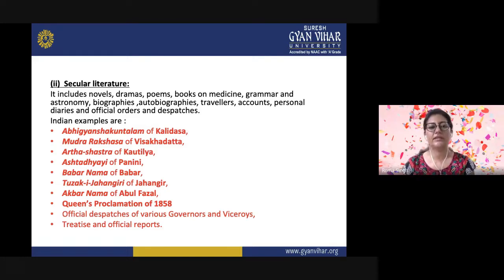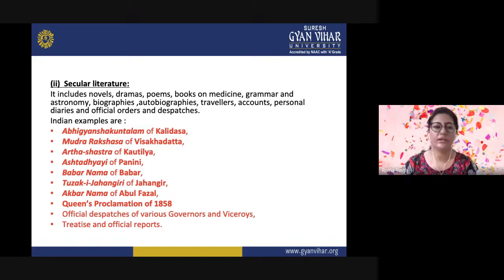Then there is a drama written by Vishakhadatta, Mudrarakshasa. Then there is a very important book written by Kautilya or Chanakya, who was the minister of Chandragupta Maurya, and who wrote the book Arthashastra, which mentions the various kinds of policies or diplomacy policies which need to be taken care of by the kings, which can be carried out by the kings.